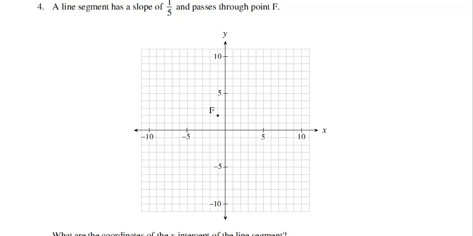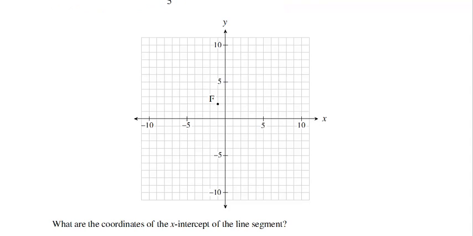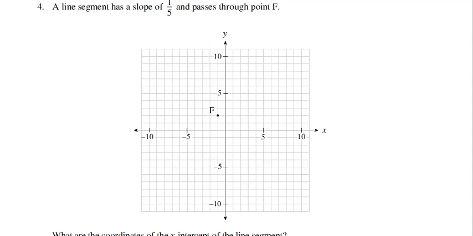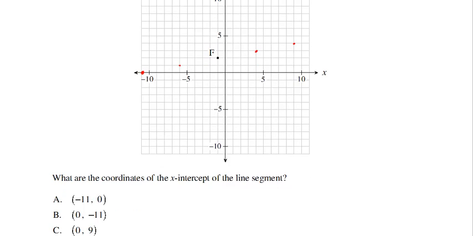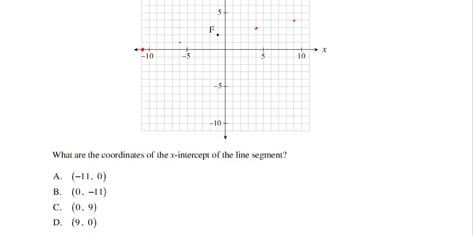Number 4 says a line segment has a slope of 1/5 and passes through point F. And then at the end here, if I scroll, it says, what are the coordinates of the x-intercept of this line? Well, we could see if we could graph it, and maybe that'll help. So if it has a slope of 1/5, that means we're going to go up 1, over 5, like so. We can go in the opposite direction, down 1 and over 5, and then down 1, over 5. And so if we had to figure out what the x-intercept of the line segment would be, it looks like it's over at -11. And then you just have to remember how to write -11 with your ordered pair. Remember the x coordinate comes first, so that looks like it's going to be A.